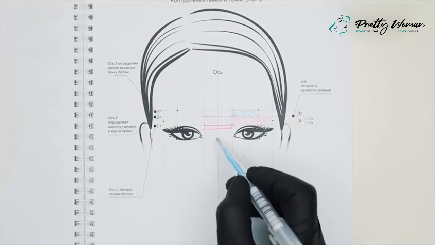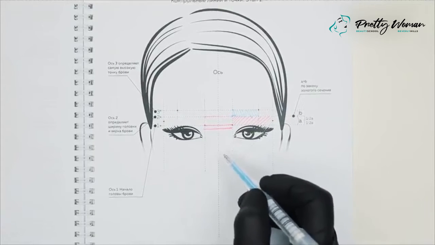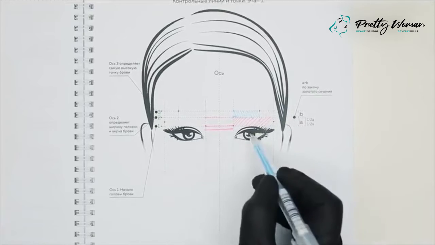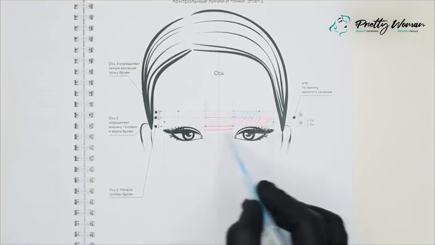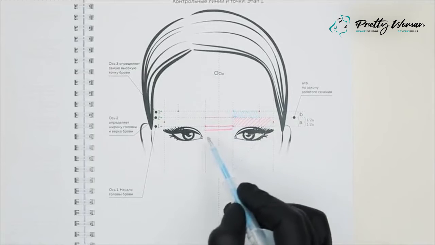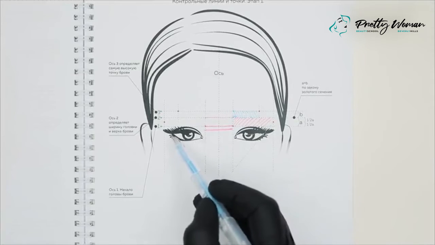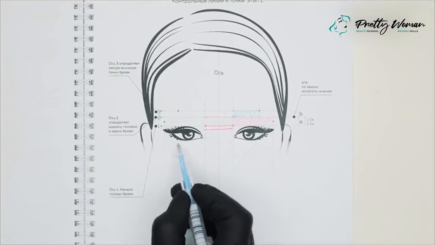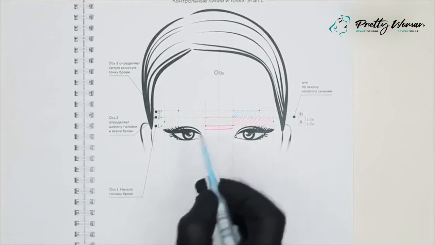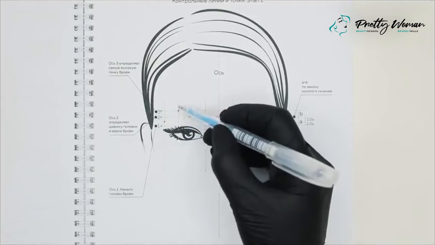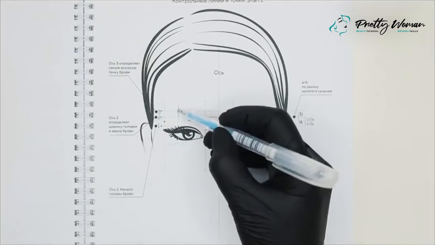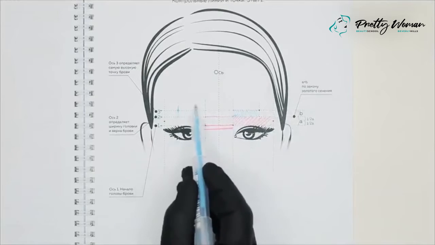We need to ask the person to look straight. Usually, I ask, look at the tip of the nose. Thus, his pupils are placed in parallel with the axis of symmetry. They are parallel and the same. Then, visually, we bisect this white of the eye. Look, we have bisected it. Turn up. This point will be here. So, there is the body of an eyebrow.